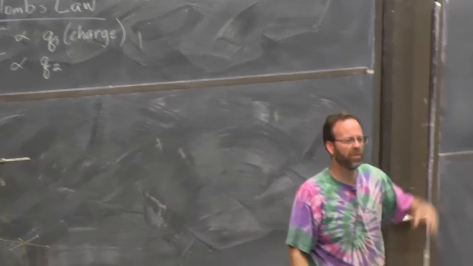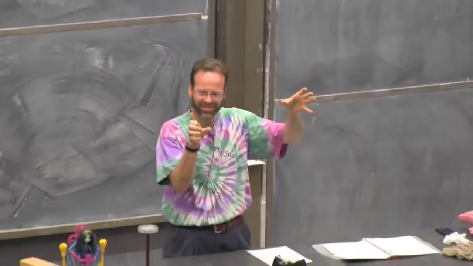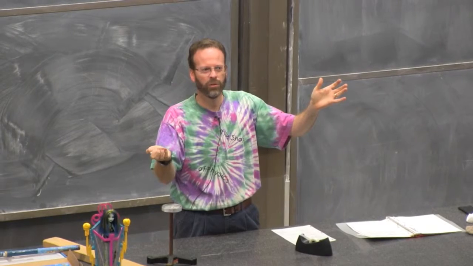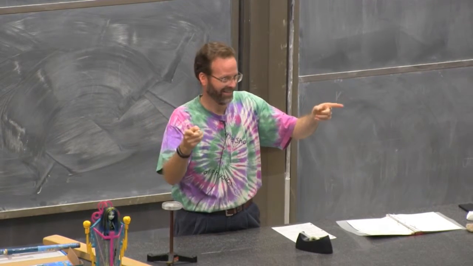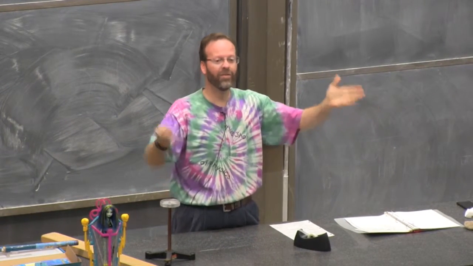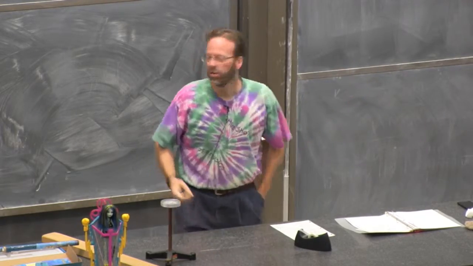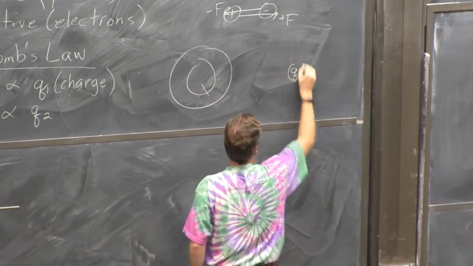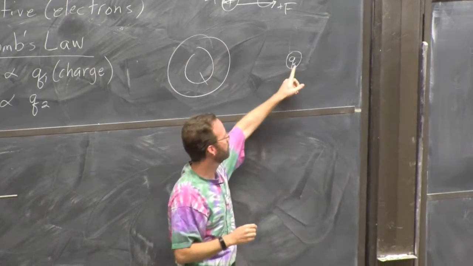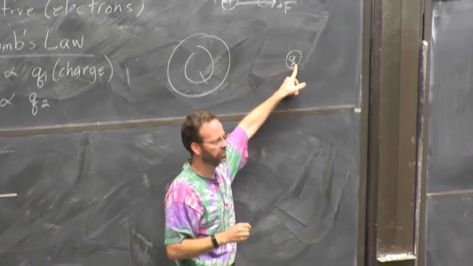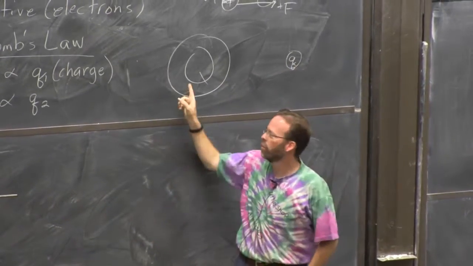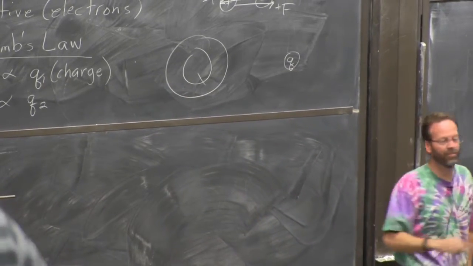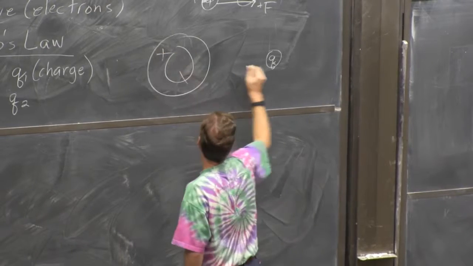Remember, if you have one big mass and one little mass, the mosquito or the bug hitting the windshield, who feels more force? They're equal. But wait, they have different masses. Same idea here. You could have a big charge here and a little charge here. How does the force on little q compare to the force that big Q feels? It's the same. Let's say they're both positive.